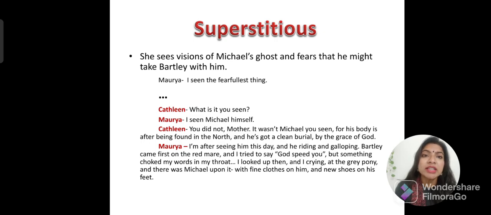Now Kathleen and Nora, they both know that Michael is dead, and Maurya, who has seen Michael in fine clothes and new shoes, she already thinks that Michael must have been dead and now he is going to take Bartley with him as well. So Maurya does not know about Michael's death, but she senses that she has the vision of Michael's ghost, and she gets very fearful.